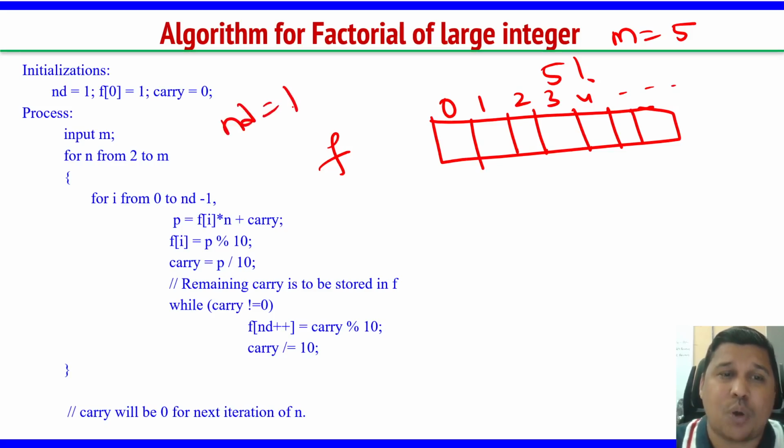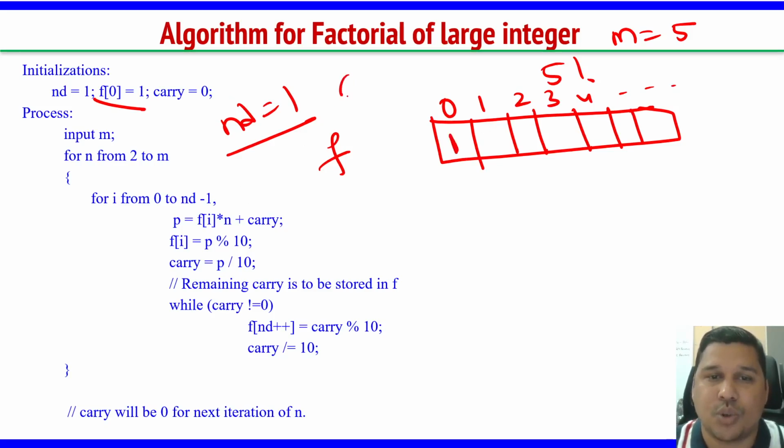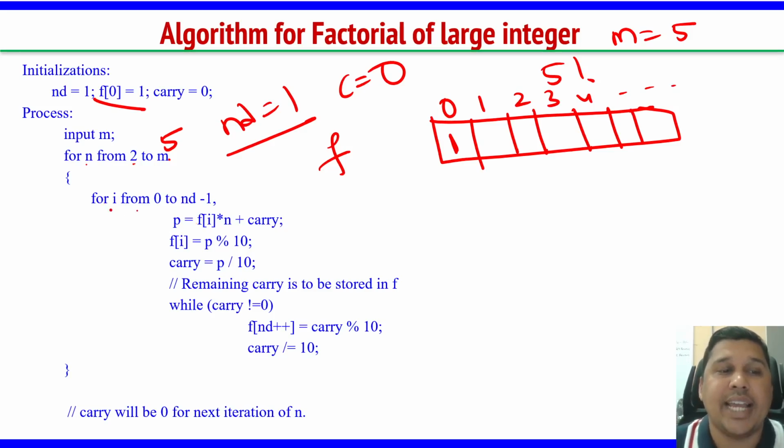Now, let nd is a counter, let it be 1. Then f of 0 equal to 1. So, place 1 here. Carry is equal to 0. So, carry will also be 0. Now, n equal to 2 to m, that is 2 to 5. Again, for I equal to 0 to nd minus 1. What is nd? 1. 1 minus 1, 0. It means for I 0.